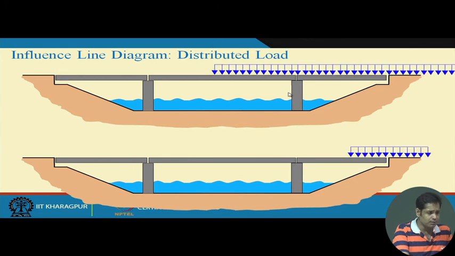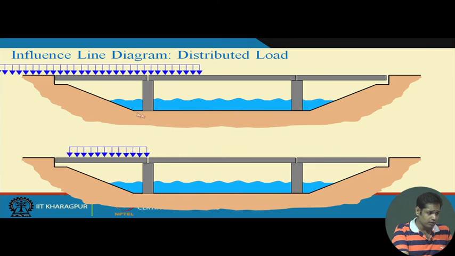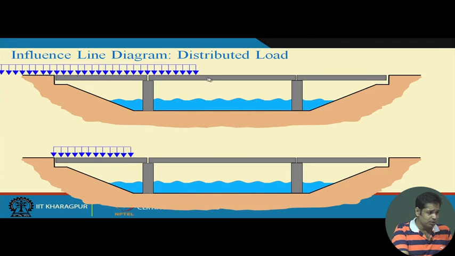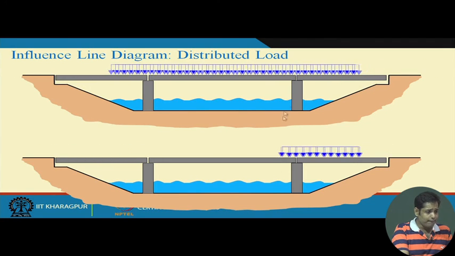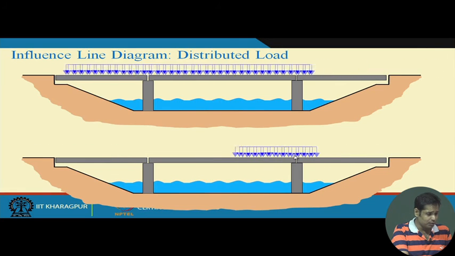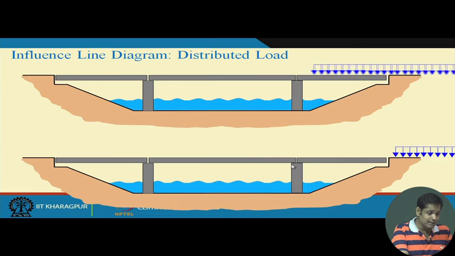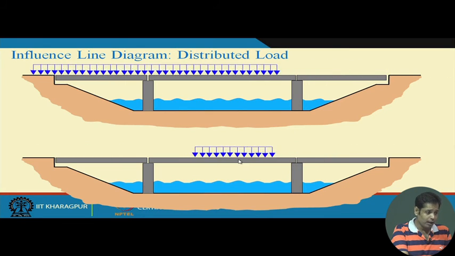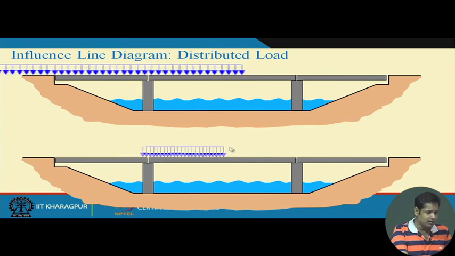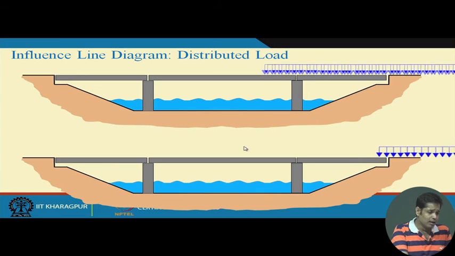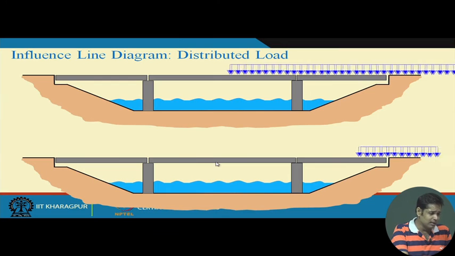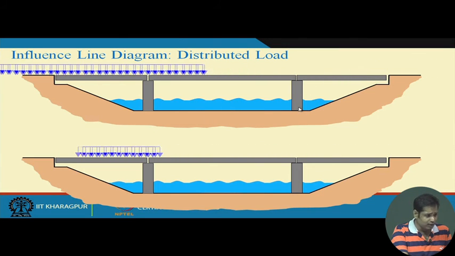Both are distributed loads. In the first case, we are concentrating on the central girder, right? In the first case, the length of the distributed load is more than the length of the girder. But in the second case, the length of the distributed force, this segment of distributed force, is less than the length of the girder. What we will do now is consider an arbitrary length of distributed load, and see what happens when the load is less than the length of the girder and more than the length of the girder.